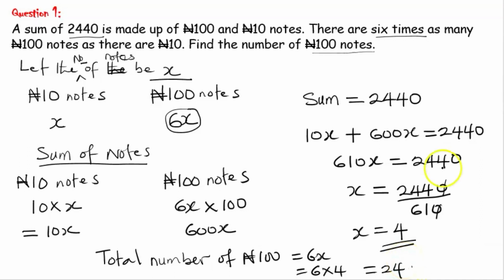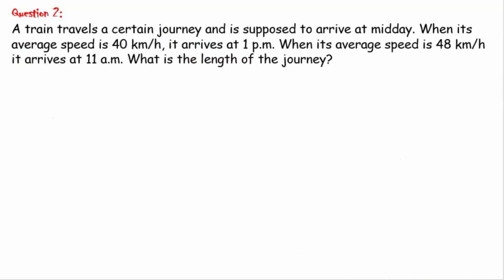All right, so let's look at another question. This is question 2. In this question, we are told that a train travels a certain journey and is supposed to arrive at midday. When its average speed is 40 km per hour, it arrives at 1 p.m. When its average speed is 48 km per hour, it arrives at 11 a.m. What is the length of the journey?